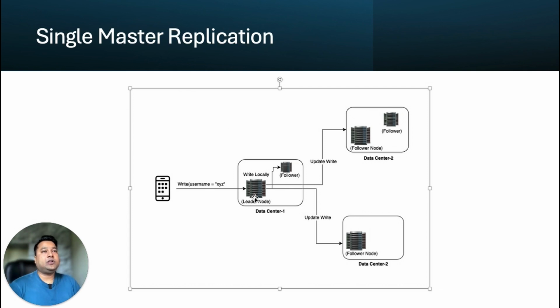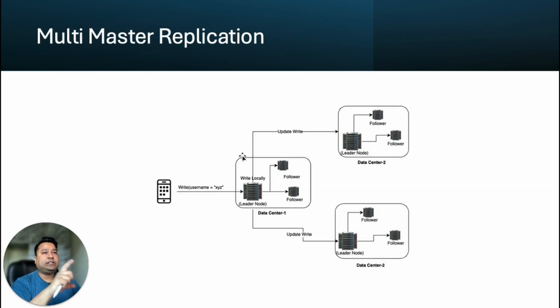And in case your leader node goes down for some reason, then a leader election will happen among the follower nodes. This failover could be manual, it could be automatic, but eventually there will be a leader. A leader election algorithm will get executed, and then one of the follower nodes will become the leader again, and then all those things will get restored and start working. So that is how your single master works. Now let's move on and understand how your multi-master works.